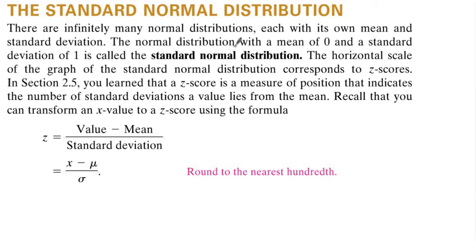All right, so this is a very important idea in stats. We talked about a normal distribution. That just means it's something that's a bell curve. The problem with a normal distribution, though, is it's different for every case.